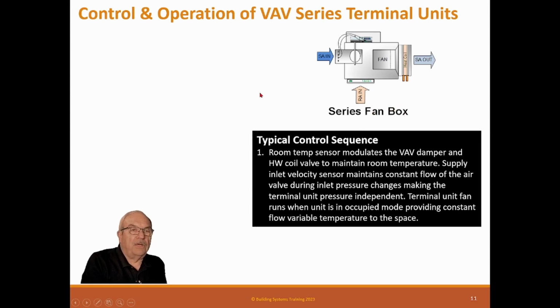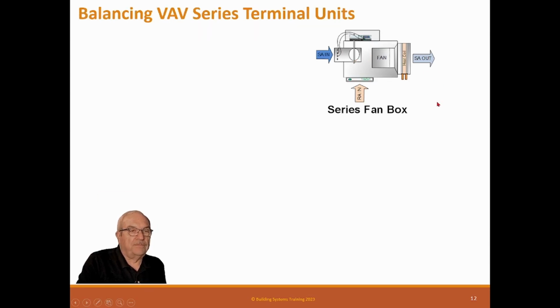Room temperature modulates the VAV damper and the hot water coil valve to maintain room temperature. Supply inlet velocity sensor maintains constant flow of air while the inlet pressure changes, making the terminal unit pressure independent. The terminal unit fan runs when the unit is in occupied mode, providing constant flow, variable temperature to the space. Because when we need to lower the temperature, this valve opens up and provides cold air into the space.